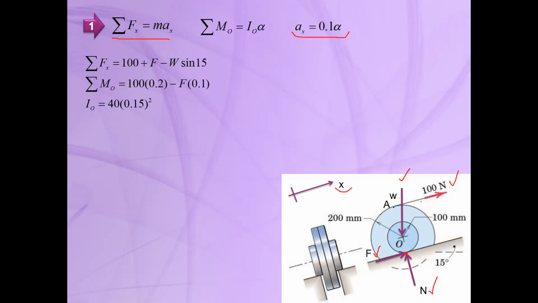We have the 100 Newton force. Also, we have the force F, this one, and the x component of the weight. So we will have 100 plus F, both of them are in upward direction or in the positive direction of x-axis. And the x component of the weight, which is W times by sine 15.